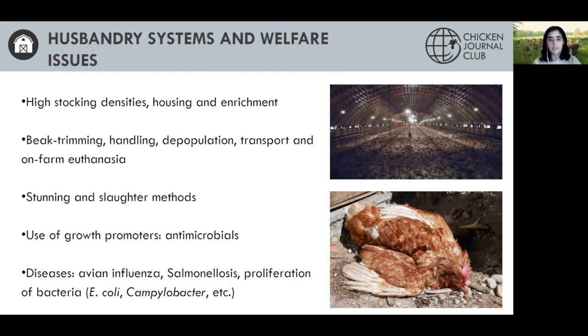Having already covered the different types of farming and the raising conditions behind each type of bird, it is important to mention the welfare issues relating to these husbandry systems, like high stocking densities, housing infrastructure issues, and lack of enrichment, which can lead to stress, many diseases, and proliferation of many pathogens like Salmonella and Campylobacter. Certain practices like beak trimming, inadequate handling during transport, on-farm euthanasia, and slaughter methods have been widely criticized and banned in many countries.